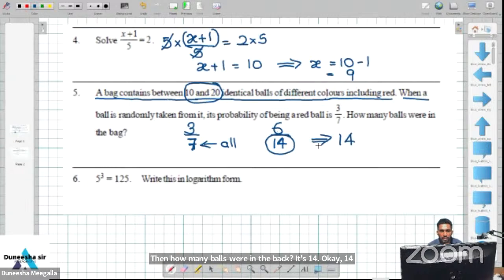Because the number of all balls should be a multiple of 7. Okay. It should be a multiple of 7. The number of all the balls in the bag must be a multiple of 7.